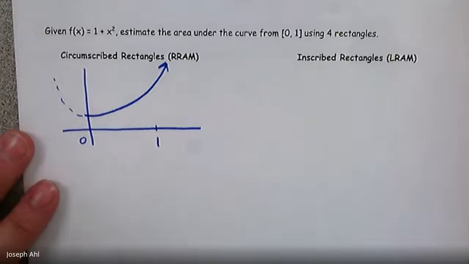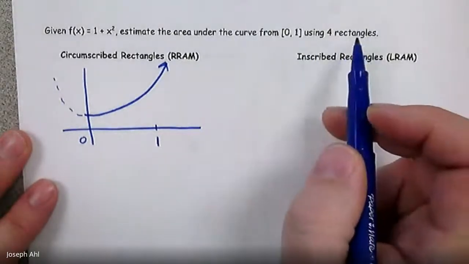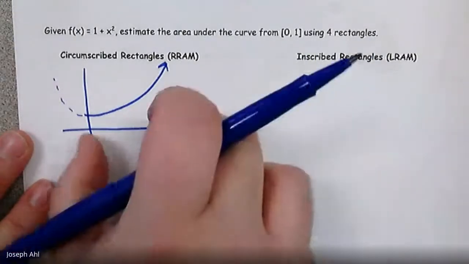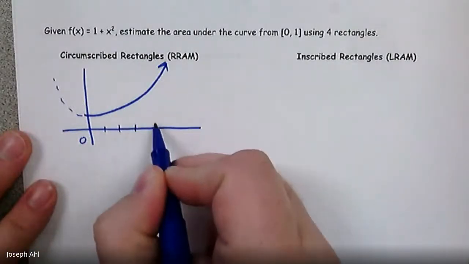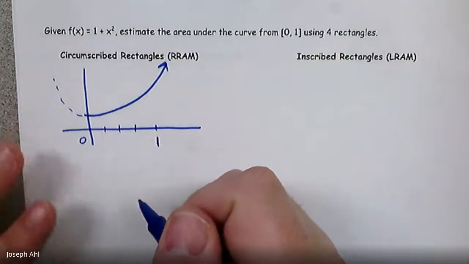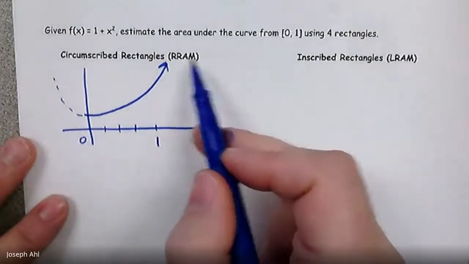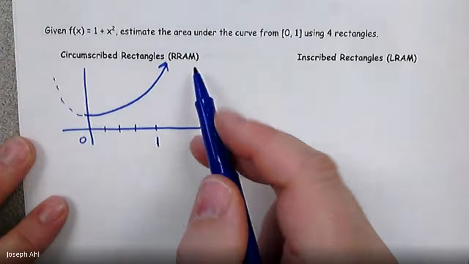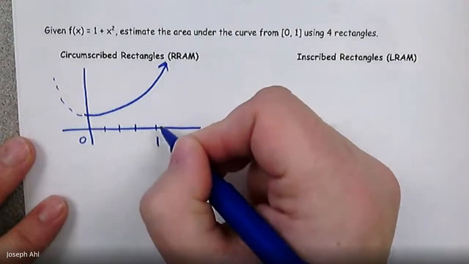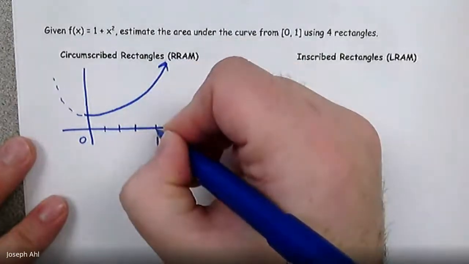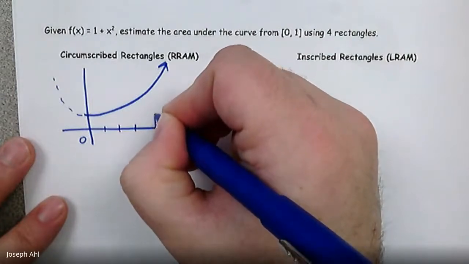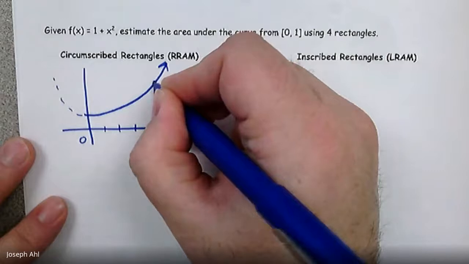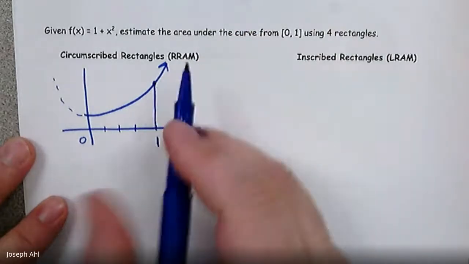Okay. We want to do that using 4 rectangles specifically. So I want to break up this interval into 1, 2, 3, 4 rectangles. And when we say RRAM, the right rectangular approximation method, I want you to start on the right side of your graph, which at this point would be at the end of the interval at x equals 1. And I want you to go up until you hit the curve. And that's the height of your first rectangle.